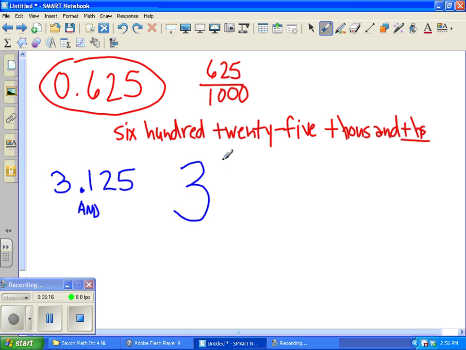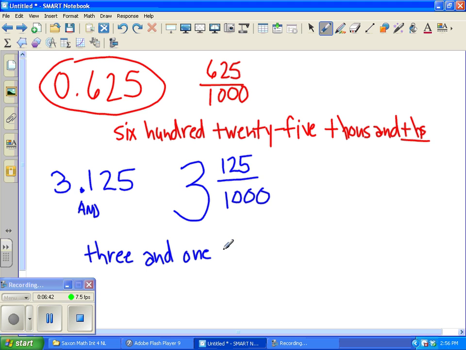So here's what it would look like if we say that again really slow. 3 and 125 thousandths. Okay? I mean, remember back to when we were saying 3 and 1/2. Okay? It looks the same, doesn't it? 3 and then you have your fraction. Okay, so let's spell that out. We would have to say 3 and, cannot forget the and, 125 thousandths.